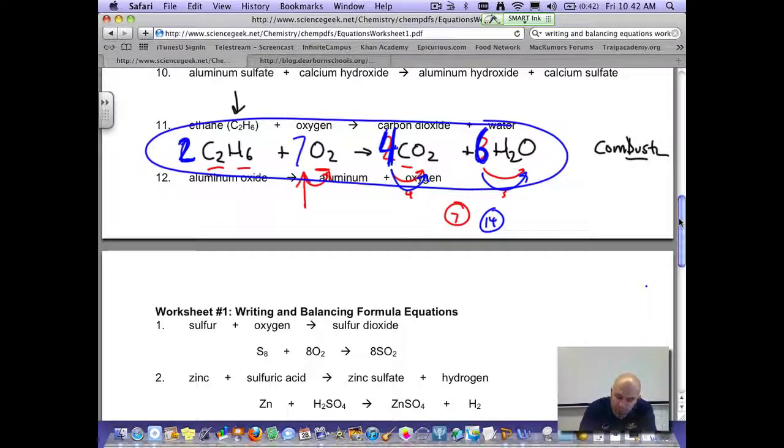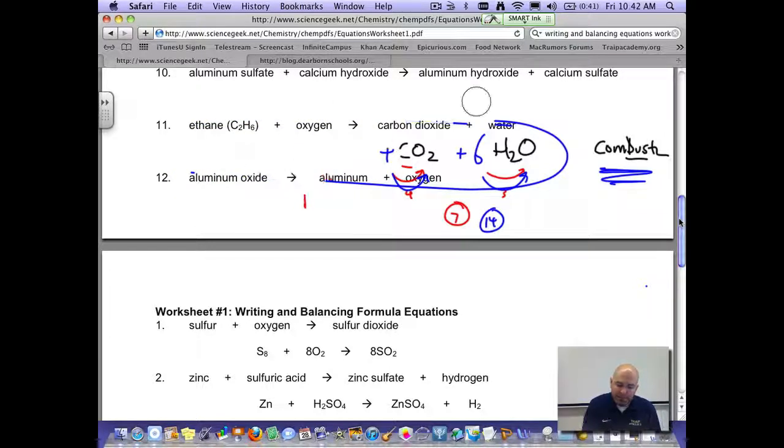Okay, and again, it's a little bit messy here. Let me clean this up. But we had 6 and 4 and 2, and there's your balanced equation. It's a nice little tip to knowing how to balance a combustion reaction. So those were some examples.